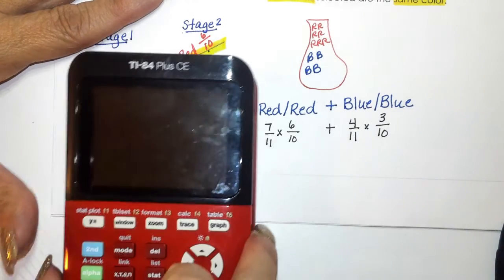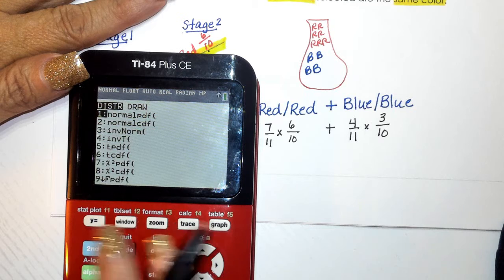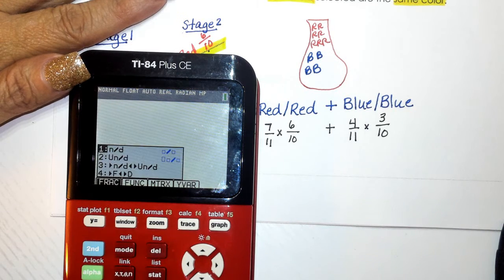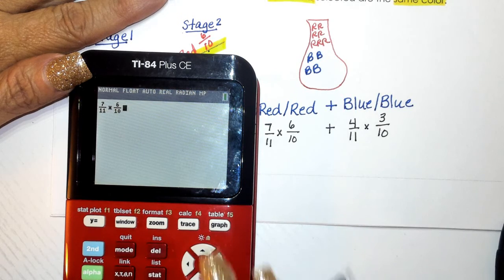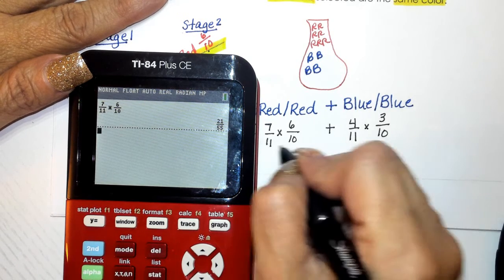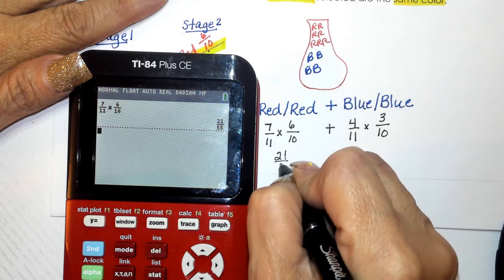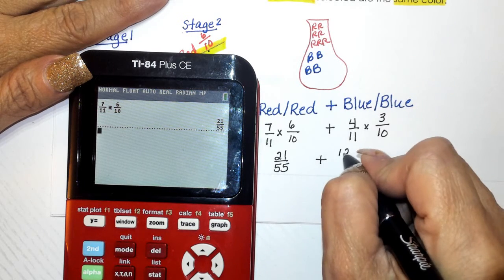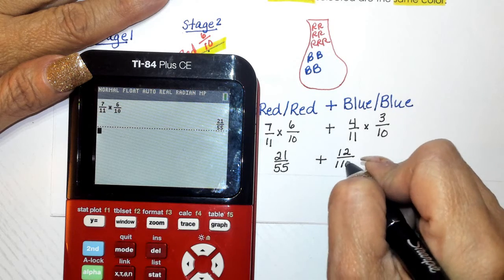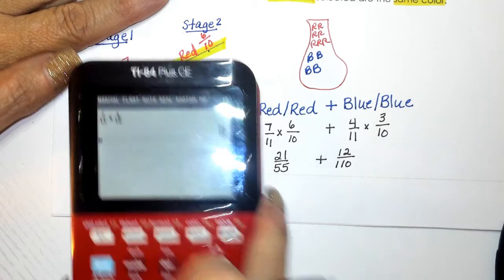Okay, so I'm going to grab my calculator because that's a whole lot of math there. Alpha y equals, I'm going to do, let's say 7 out of 11 times alpha y equals 6 out of 10. I'm going to go ahead and just put that there. So that's 21 out of 55 plus. Can I just go ahead and multiply this and get 12 out of 110? Y'all okay if I just do that?